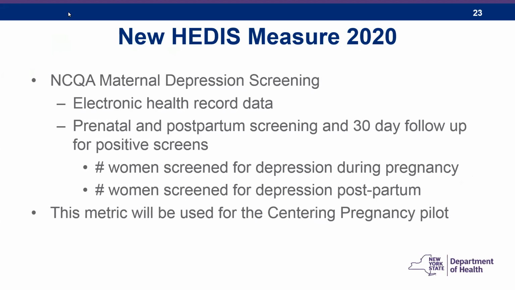I think that's just about the last one. And what's coming up, the HEDIS measure, which are reported by health plans annually in 2020 is going to include maternal depression screening using electronic health record data. That's actually going to stratify by women screened for depression during pregnancy and those screened for depression postpartum. So you'll get antenatal screening as well as postpartum screening. And that's the measure we're going to be using in the Centering Pregnancy Group Model of Care pilot program.